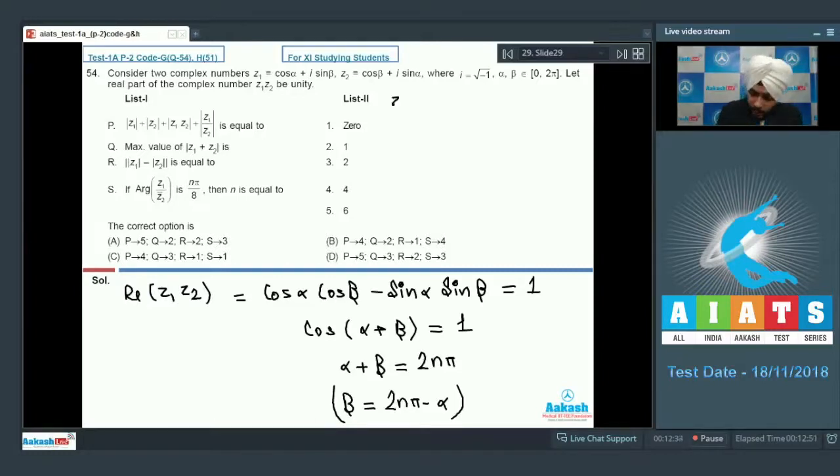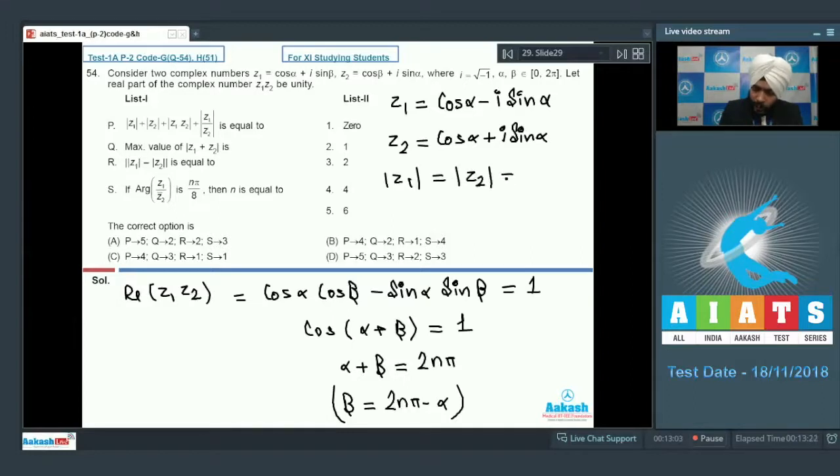So z1, which was cos alpha plus iota sin beta, now it is cos alpha plus iota sin (2 pi minus alpha). So cos alpha minus i sin alpha. z2 was cos beta plus i sin alpha. Now it is cos alpha plus i sin alpha. Because cos of (2 pi minus alpha) is cos alpha, fourth quadrant. Simple. Everything is simple now. Mod z1, mod z2, both are equal to 1. 1 plus 1 plus 1 plus 1, 4.